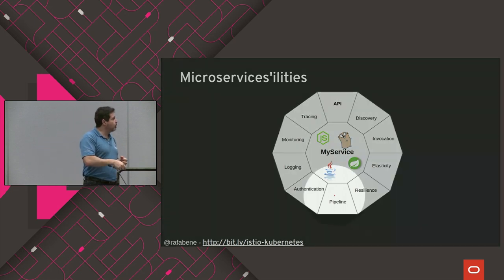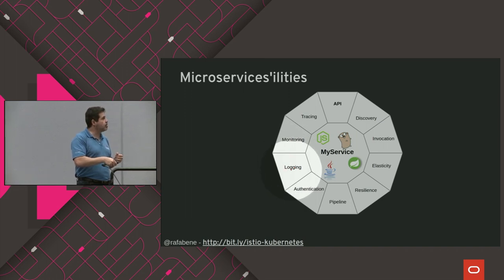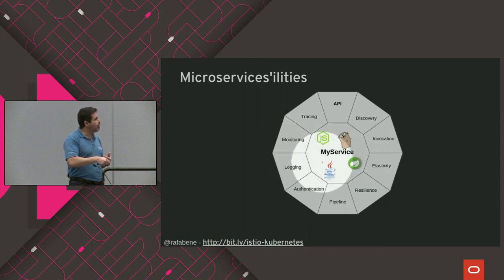We need authentication because not every microservice is public, so we need to guarantee authentication. We need logging, and distributed logging, because we have several replicas running. We need distributed tracing, and of course monitoring. We need to know how is the health of each one of those microservices.